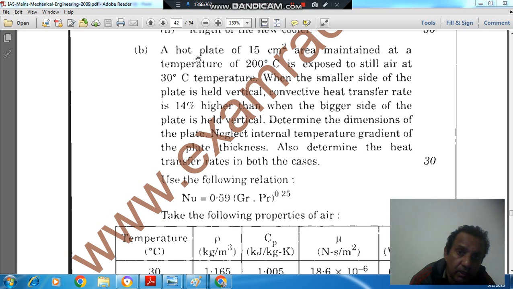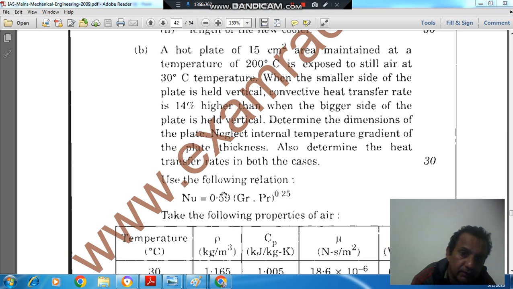The question is: a hot plate of 15 centimeter square area maintained at a temperature of 200 degrees Celsius is exposed to still air at 30 degrees Celsius temperature. When the smaller side of the plate is held vertical, the convective heat transfer rate is 14% higher than when the bigger side of the plate is held vertical. Determine the dimensions of the plate. Neglect internal temperature gradient of the plate thickness. Also determine the heat transfer rates in both the cases.